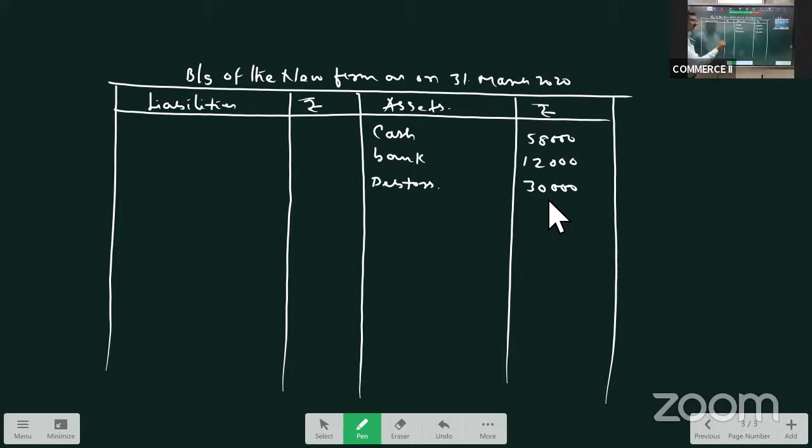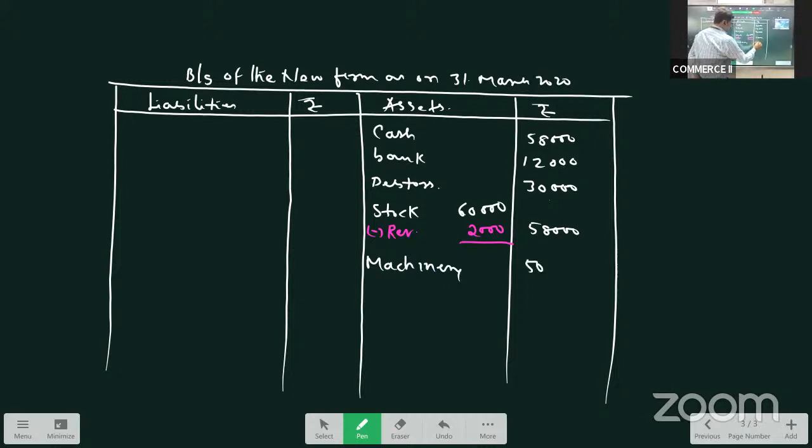Then we have stock. Stock appearing in the balance sheet is 60,000, but then it is revalued. It is revalued by 2,000, and now the balance is 58,000. Similarly, machinery is given as 50,000, no change, as it is. Then building. Building given in the balance sheet is 30,000, but now it is revalued and its value is appreciated by 10,000. So now building will appear at 40,000.